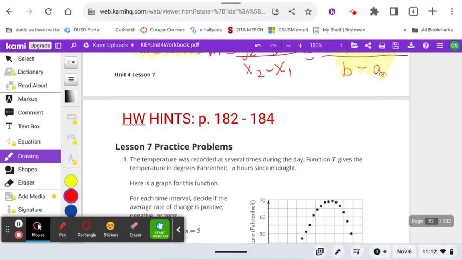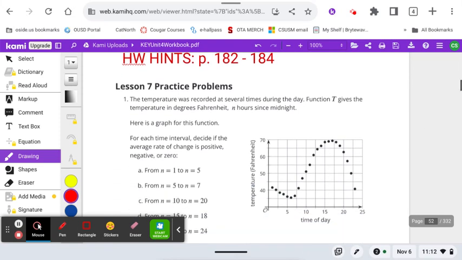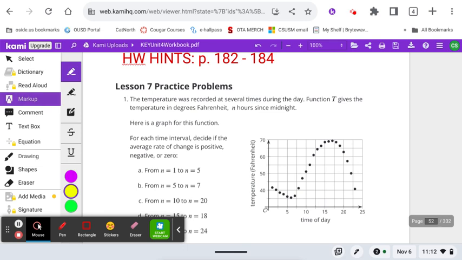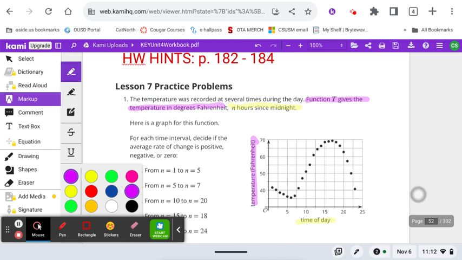All right, let's look at page 182 in your student workbooks at the lesson 7 practice problems. The temperature was recorded at several times during the day. Function T gives the temperature in degrees Fahrenheit, N hours since midnight. We notice that the time of day, N hours since midnight, is our input, and N degrees Fahrenheit is our output, or our y-axis. Here's the graph for the function.